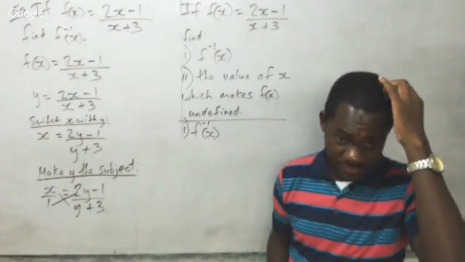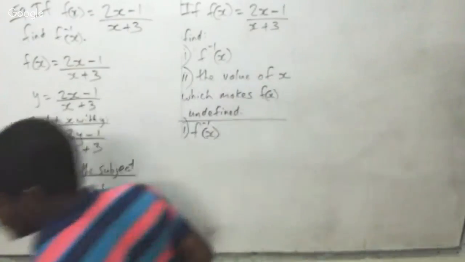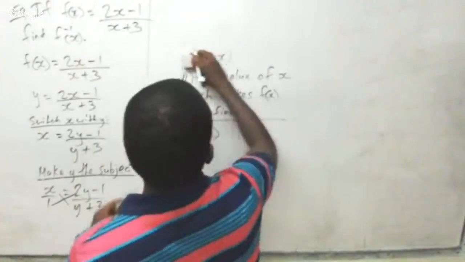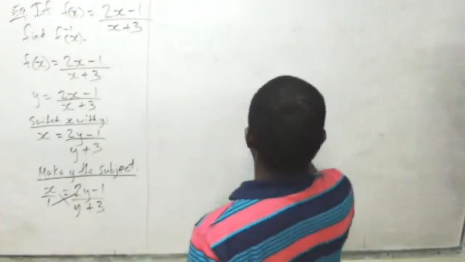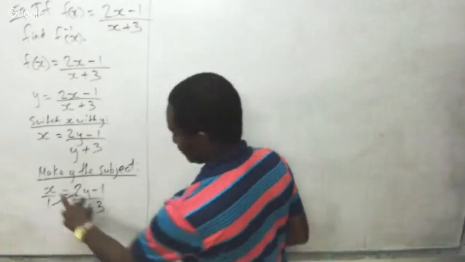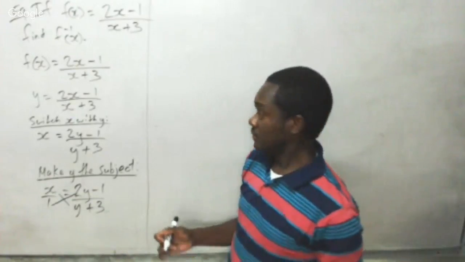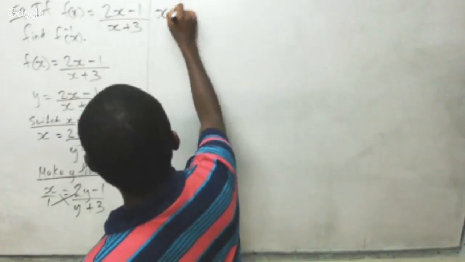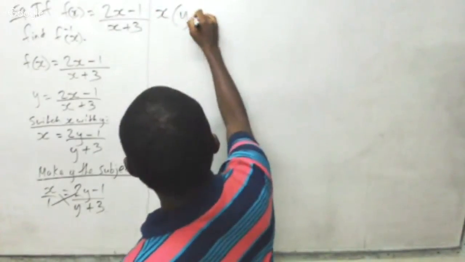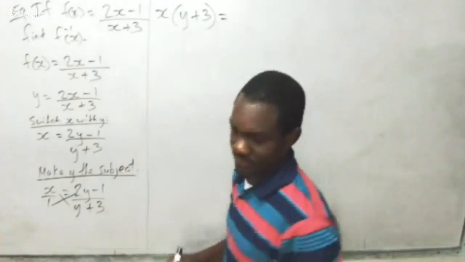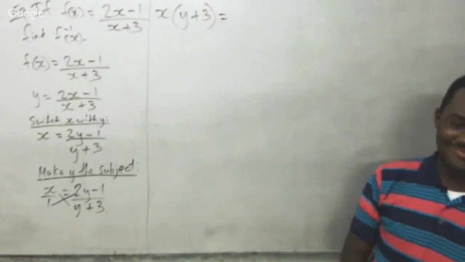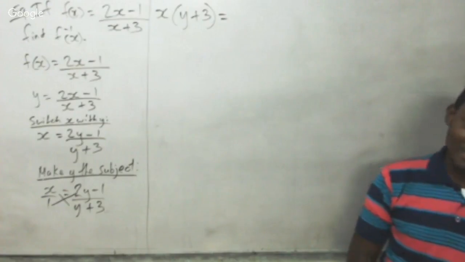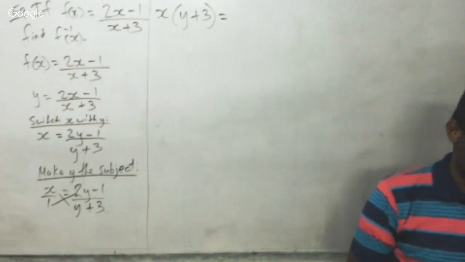All right, ready to cross multiply? So x is going to be multiplied by what? y plus 3. So what do we need? A bracket. Why do we need a bracket? Yes, to keep it together. It's the correct thing.